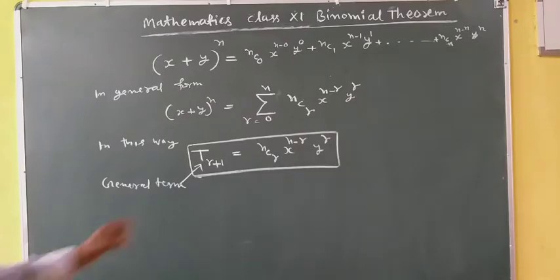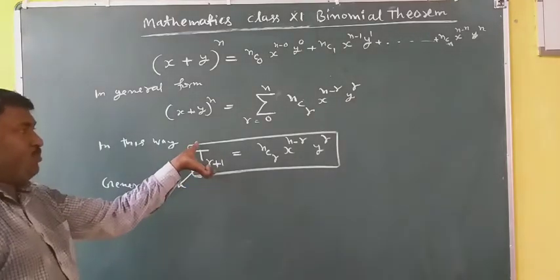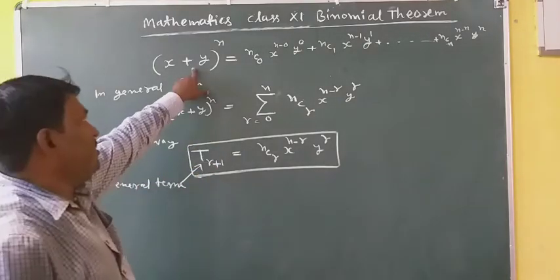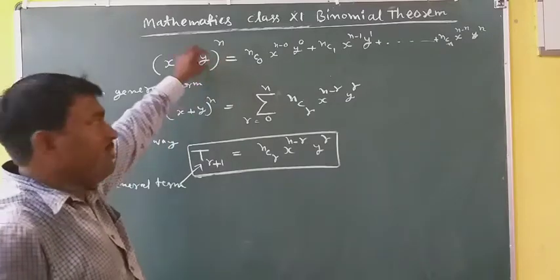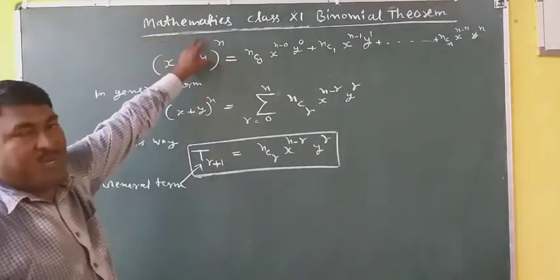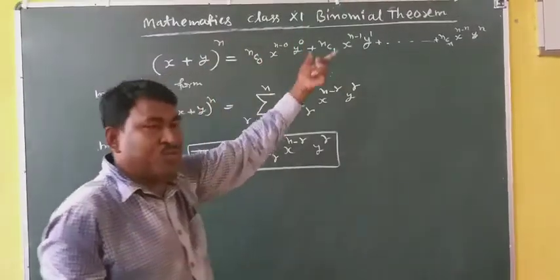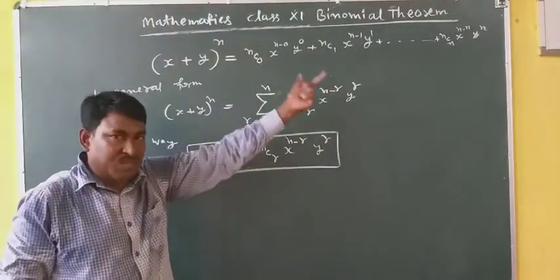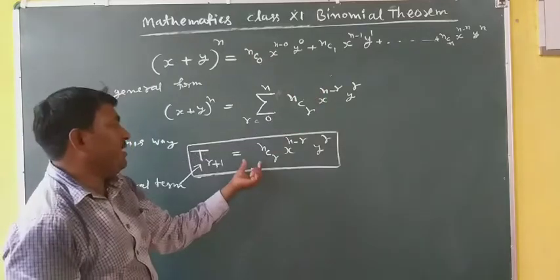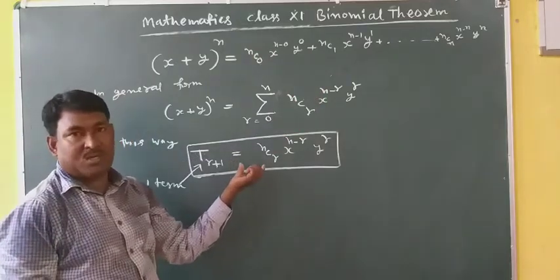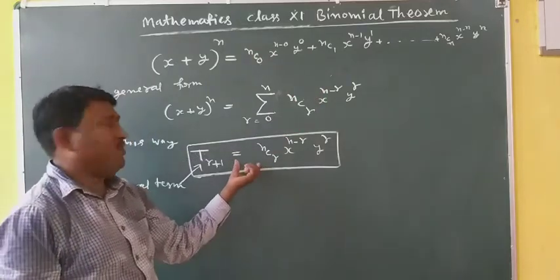This is a very important part in the expansion of (x plus y) power n. If you have to calculate the third term, fourth term, fifth term, any one of the terms, then you can directly find it by using this relation or this formula.